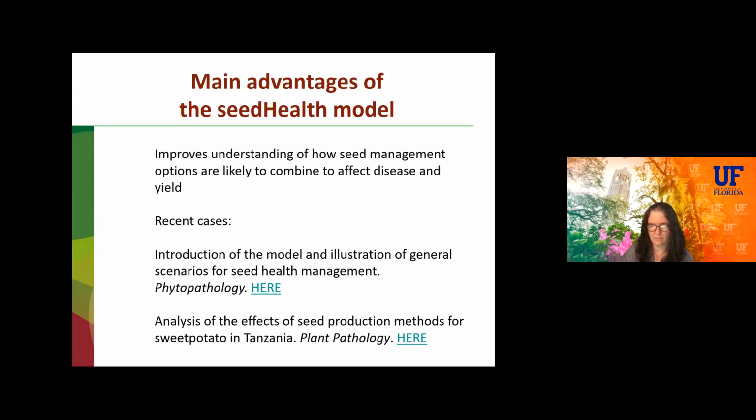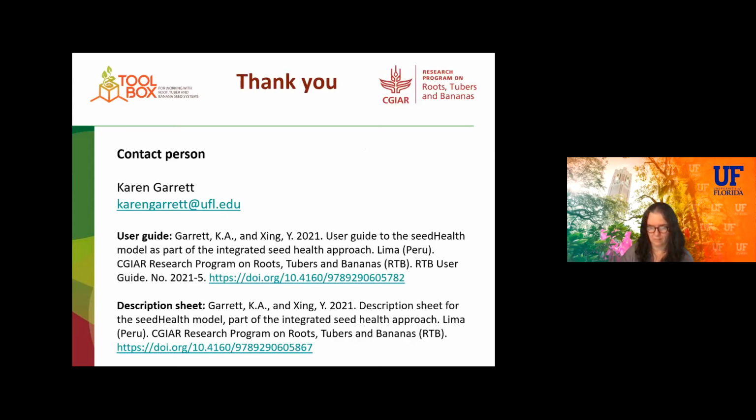So combining the different components for an integrated seed health strategy can make a big difference in making management more effective. And here is also listed an example of looking at seed production methods, such as nets to exclude insect pests, the insects as vectors of pathogens, to look at the implications of those different seed production methods.